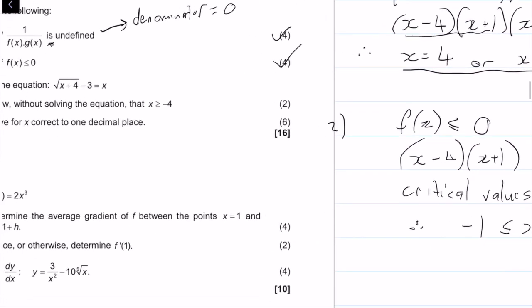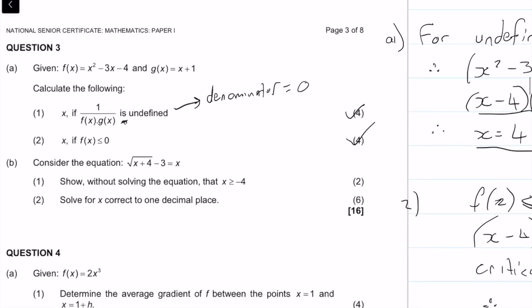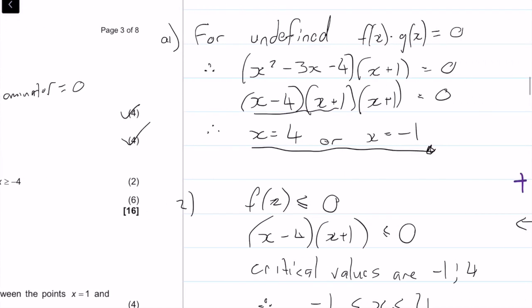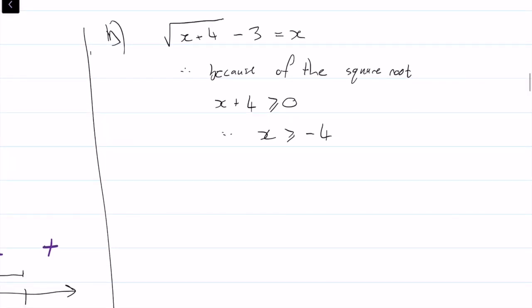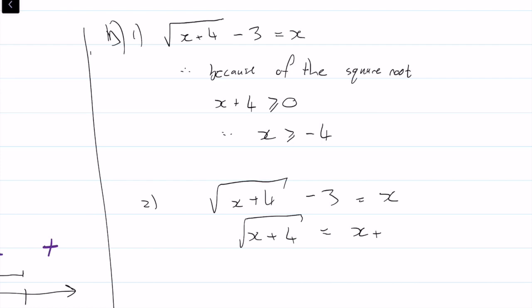Okay, and then what we can do is it says solve for x correct to one decimal place. Okay, so now we're going to solve for x. So this is part 1, and this is part 2. Okay, so we have to solve this equation. So we start off with the equation as it is. Okay, so I want to get rid of the square root sign, so what I'm going to do is leave that on one side, and take the 3 to the other side.